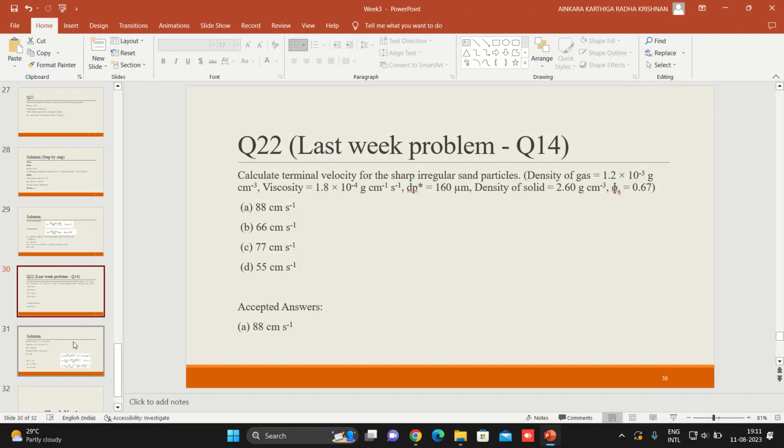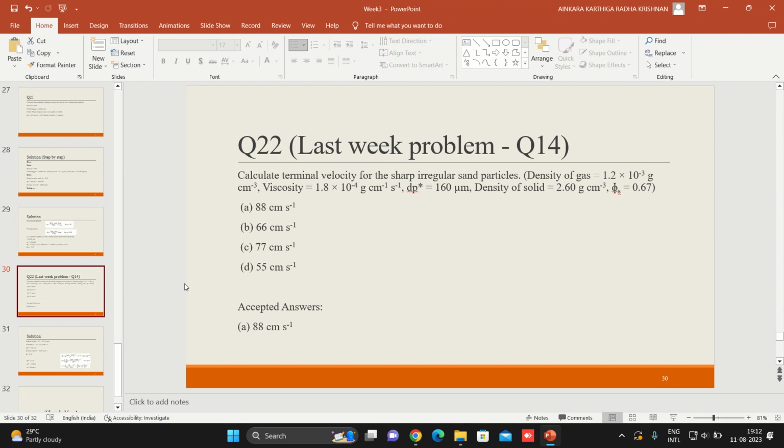Please just look into it and let me know. So question 22. It was last week's question 14. Calculate terminal velocity for the sharp irregular sand particles. Density of gas is given, viscosity is given, diameter of the particles is given, density of solids is given, and sphericity of the particles is given.